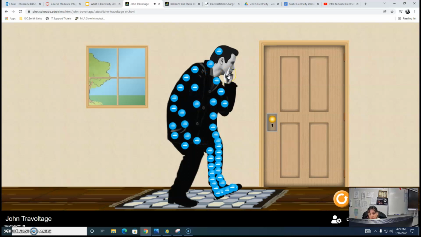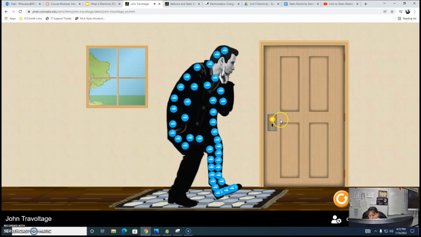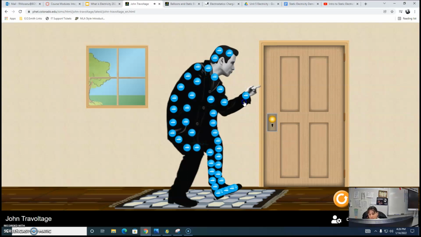And when he goes to touch this door, which at this point is still neutral, okay? When he goes to touch this door, we know that as he gets close to this doorknob, the doorknob will actually get positively charged through induction. So the negative charges in the doorknob will want to move as far away as possible from his hand, leaving the positive charges the closest. And then you can see that as we come closer and closer, at this point nothing's happened.